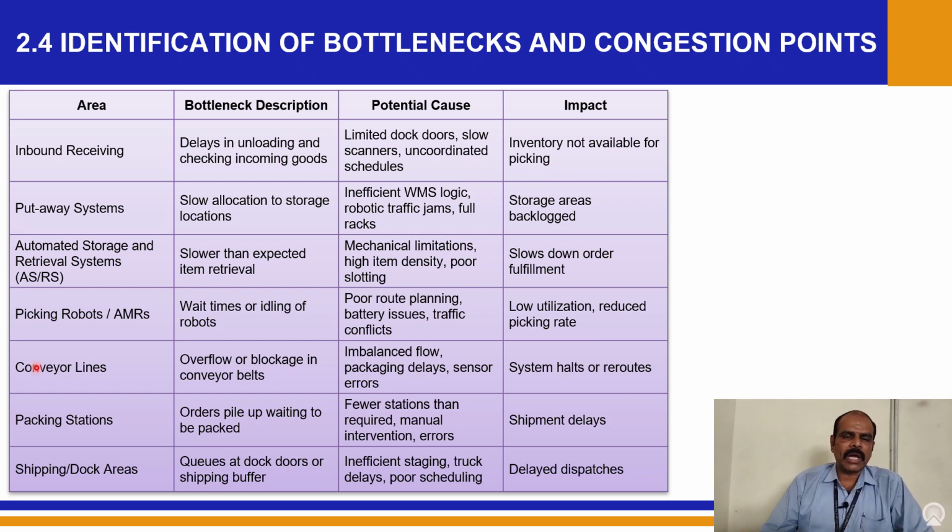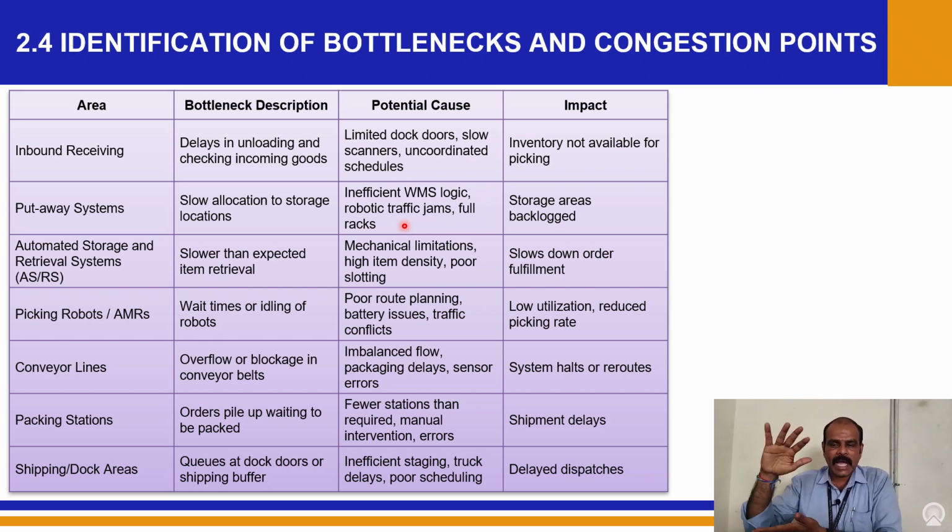Okay, put away systems: slow allocation of storage locations, inefficient WMS logic, robotic traffic jams, full racks. See, you have got everything. Now only 10 parts can be accommodated, but you have got 11 parts. Where do you keep that 11th part? The 10 racks are full. Where do you keep the next one? That is what the cause is all about. The impact is storage areas backlogged. We will keep it somewhere like that, so your proper arrangements will be spoiled.